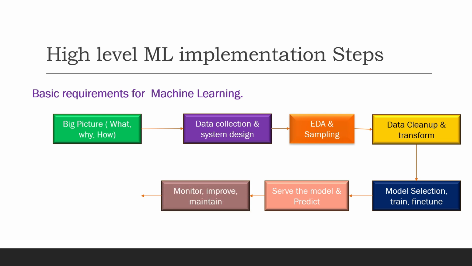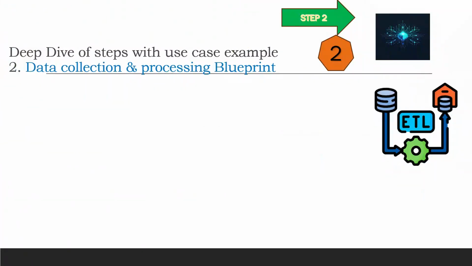Monitor, improve, maintain. This is like, you get married and you have to work towards keeping the marriage successful. So this is that step. Monitor, improve, and maintain. And then finally, how you're serving it, how you're keeping the served application updated and relevant for the prediction that you did all this activity for. So we'll discuss all of that.